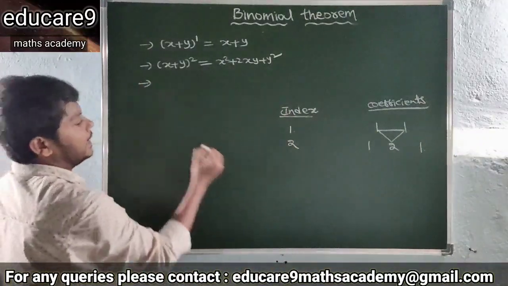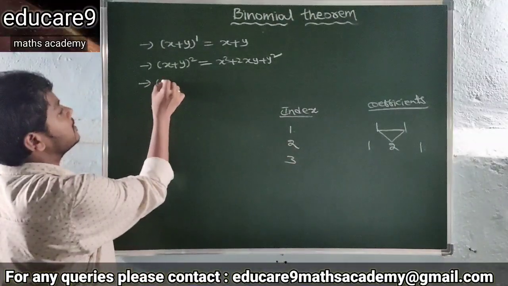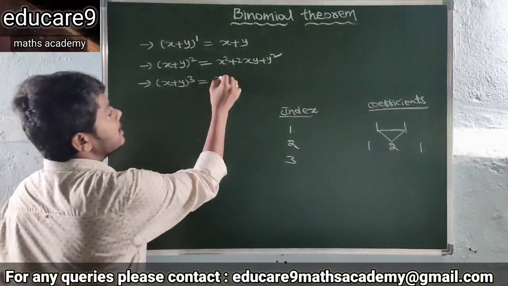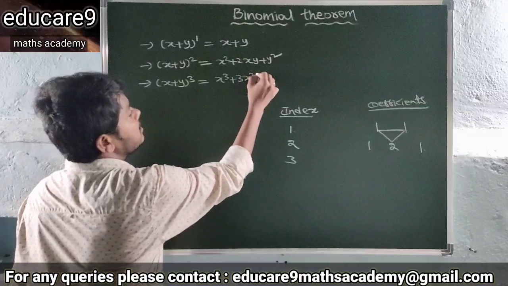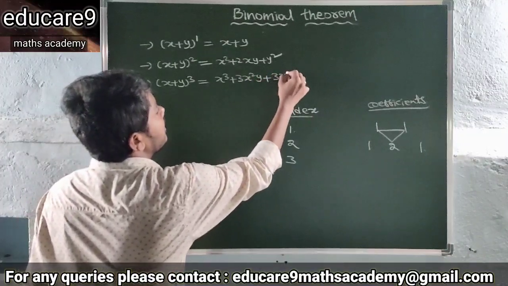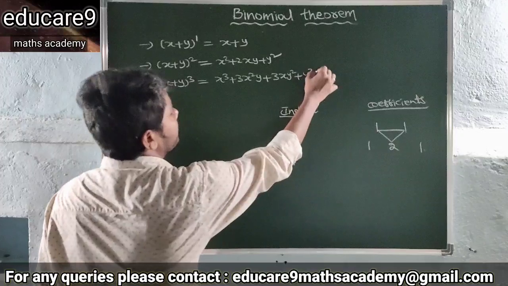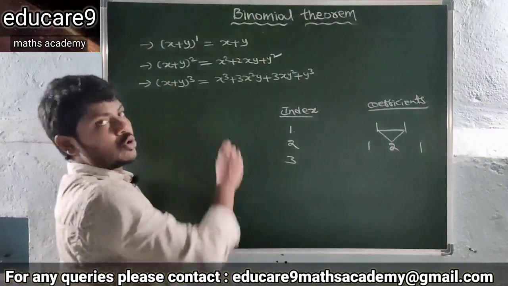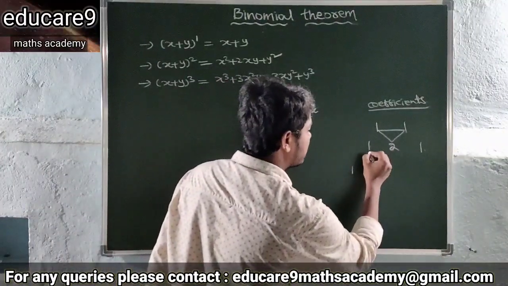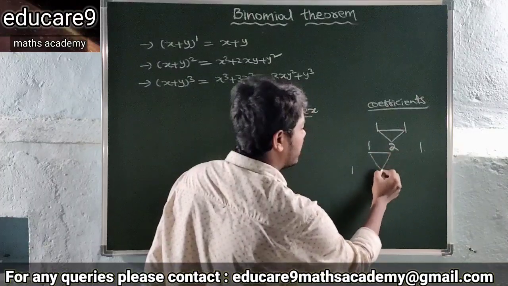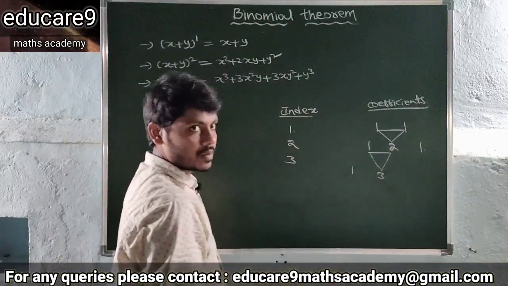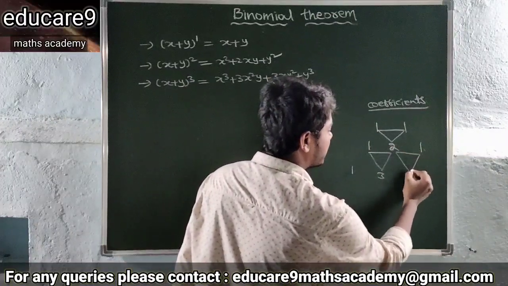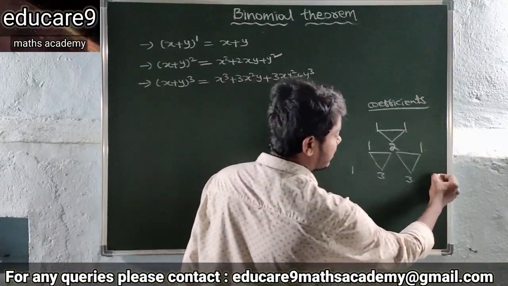Now for example, the index is 3, that is x plus y all to the power of 3. Write this expansion: x cube plus 3x square y plus 3xy square plus y cube. What are the coefficients here? 1, 3, 3, 1. Here write the coefficients 1. Add these two: 1 plus 2 is 3. And again add these two: 2 plus 1, again 3. And you will get 1.